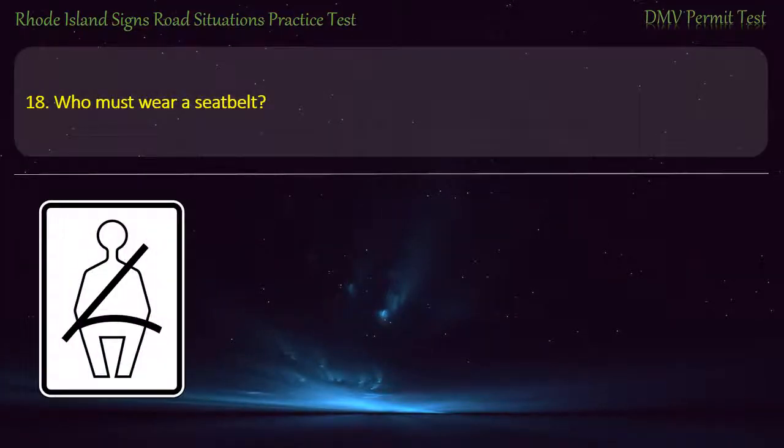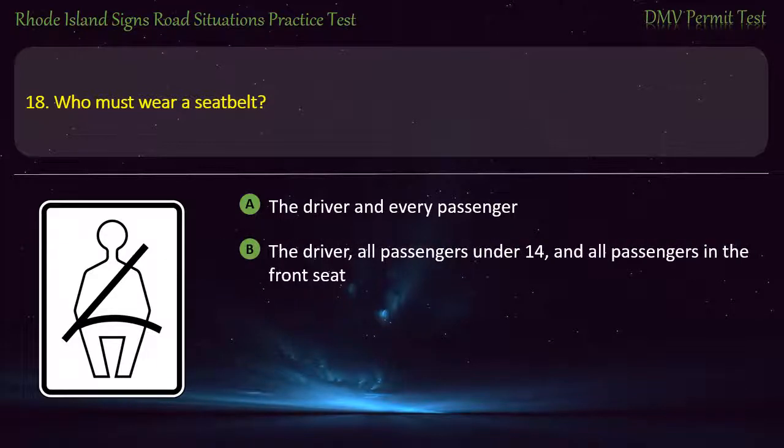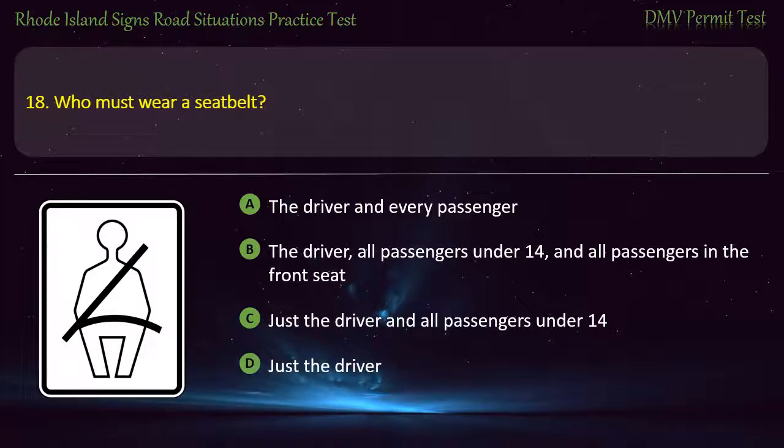Question 18. Who must wear a seat belt? The driver and every passenger. The driver, all passengers under 14, and all passengers in the front seat. Just the driver and all passengers under 14. Just the driver. Answer. The driver and every passenger.